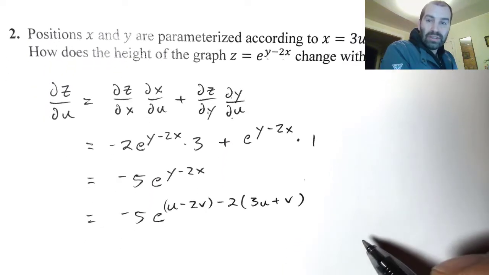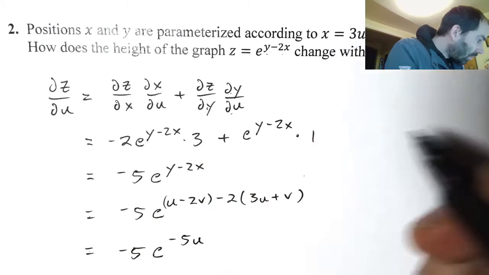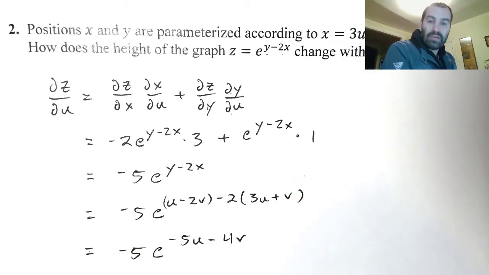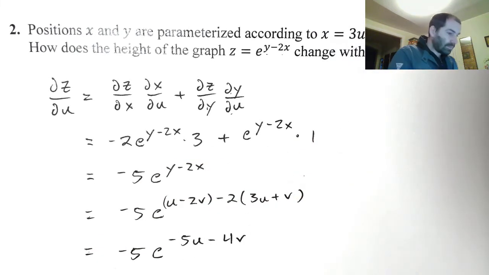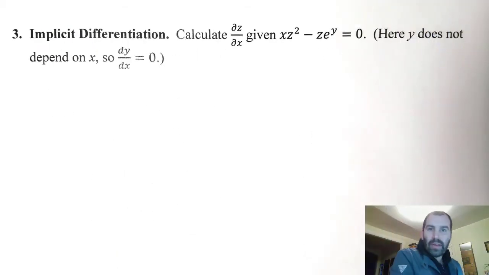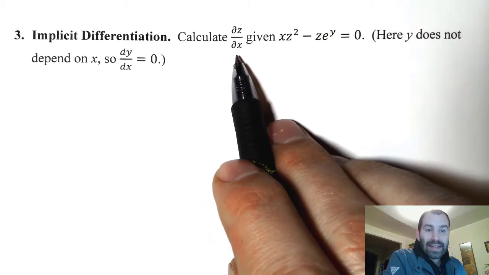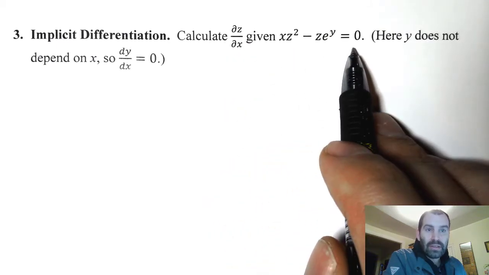So we now just simplify this, and there is our final answer. Okay, here's our last example. Implicit differentiation. We want to compute dz dx given this equation, all right?